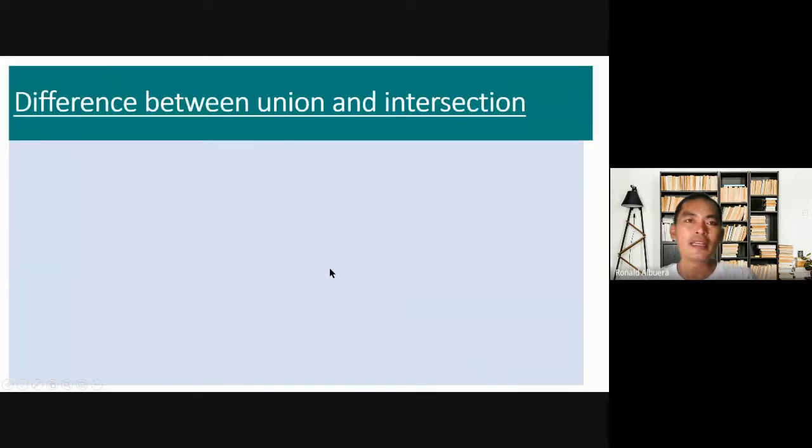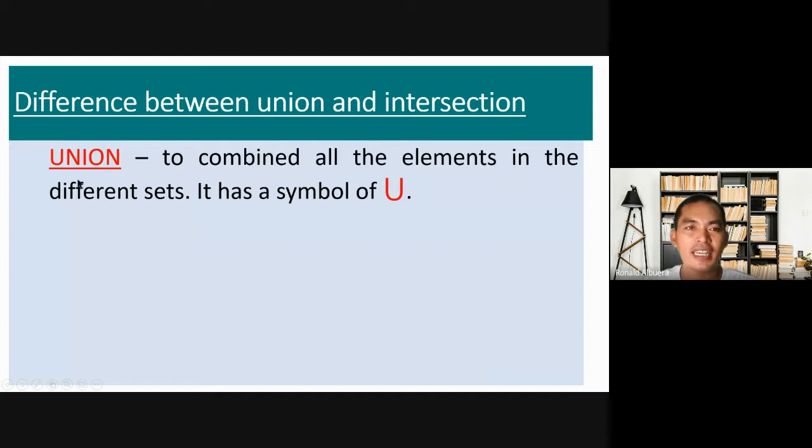Now, ma-encounter nyo sa pag-solve ng rational inequality ang symbol ng union and intersection. Ano yung difference between the union and intersection? Pag sinabi nating union, so ang ilalagay nyo lang sa isip nyo ay to combine all the elements in the different sets. Lahat kukunin mo ng elements in the different sets. Kung may pare-parehong elements, you only write 1. Express mo lang siya as 1.